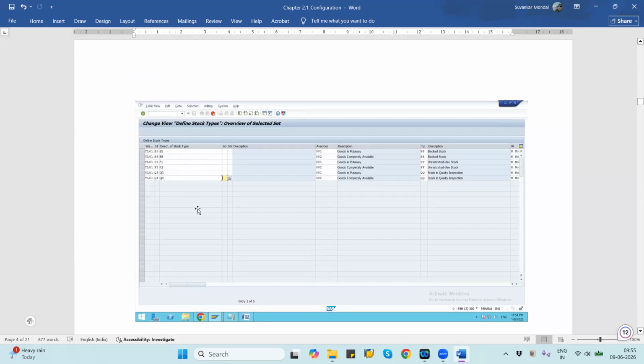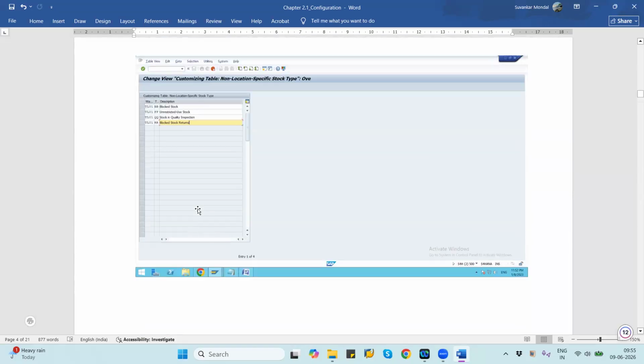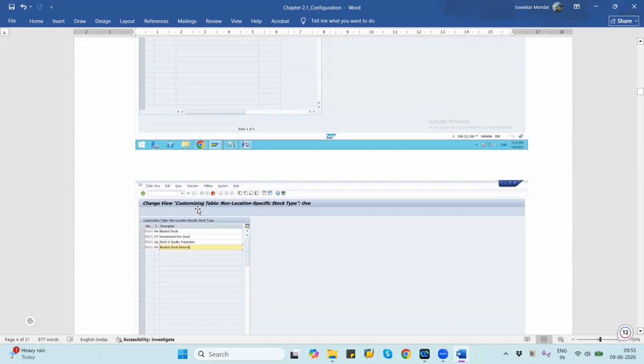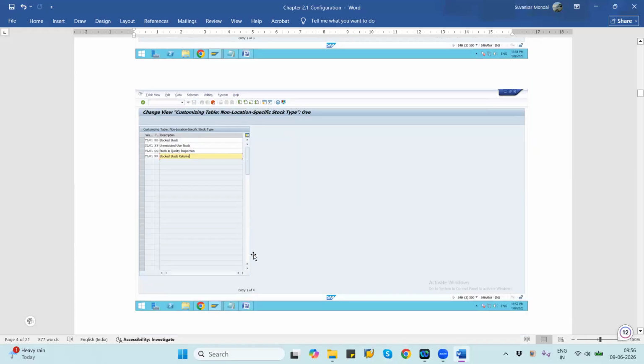Sorry, an interruption. Before that, here, non-location specific stocks, what does that mean, sir? Normally, non-location means it is not location specific. If it is BB, it means it is not location specific, common. B1 means block stock of the storage location ROD. B2 means block stock of the AFS. That is location specific. And BB, FF, QQ, RR is the identifier. This is non-location specific stock. It is not pointing to any particular storage location.